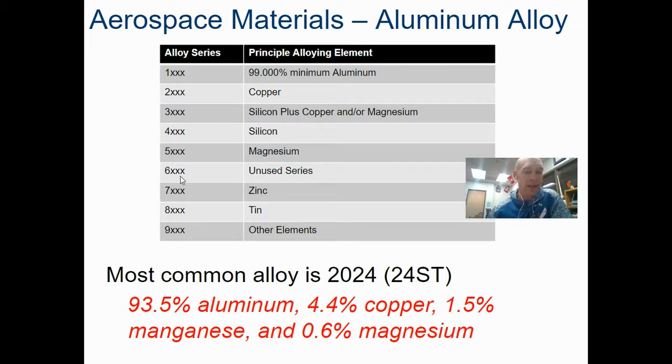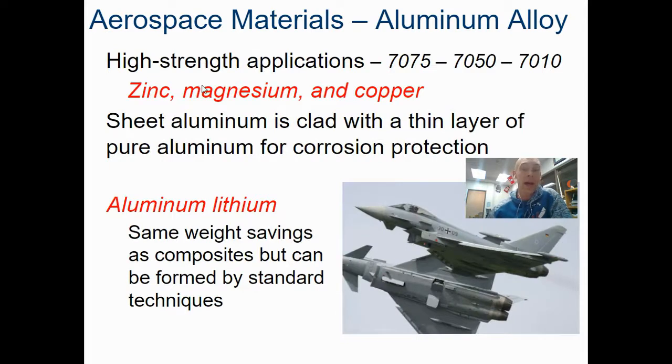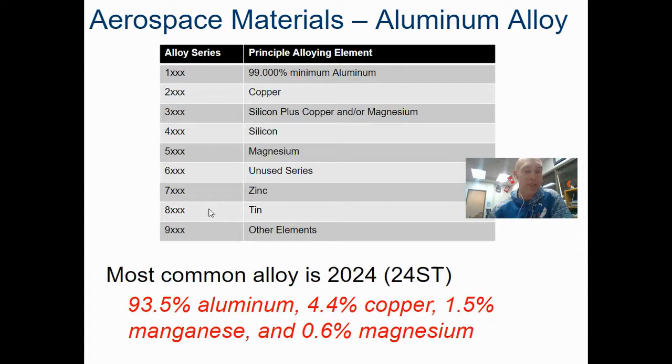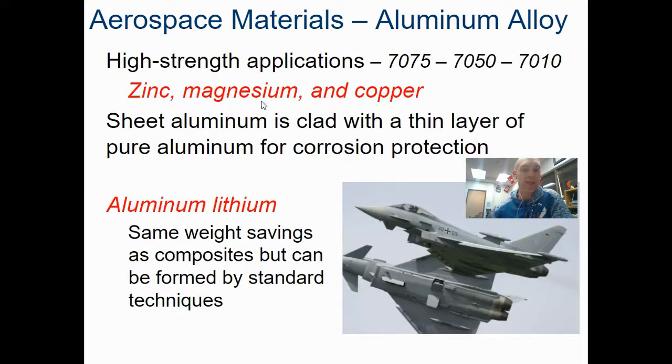They're not using the 6,000 and so on. So depending on what the alloy is, what materials they use, because it's so common, they've actually given a number series. It's used in high strength applications. This 7,000 series, again, was the zinc series, and that's used with sheet aluminum clad. It's used for corrosion protection and so on.